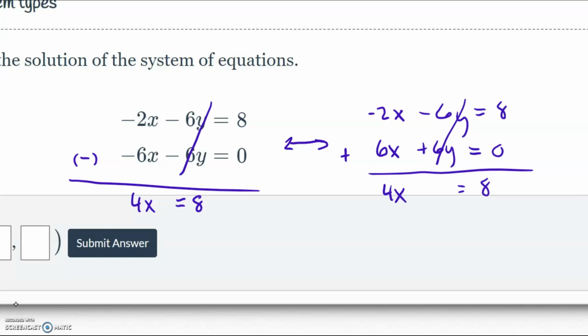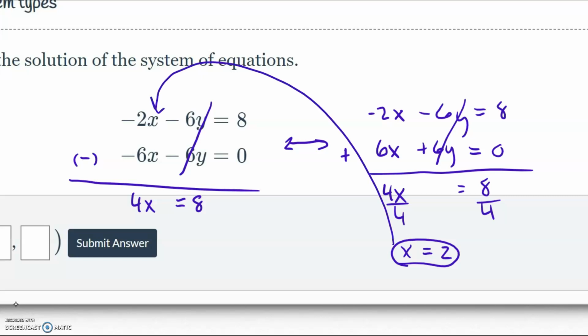I'm not done though. I have to figure out the solution to this system. It's an ordered pair, so I need to keep going. I'm going to divide both sides by 4 to get my x. My x would be 2. So I know that x is 2, but what's the y? I'm going to take this 2 and plug it into one of my x's. I'm going to go into the original equation up top.